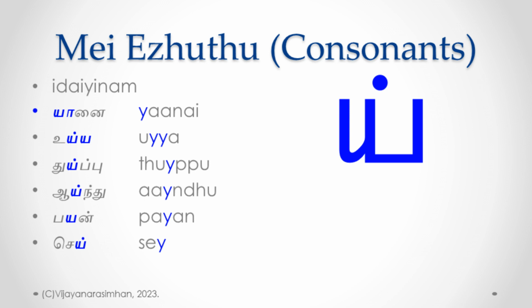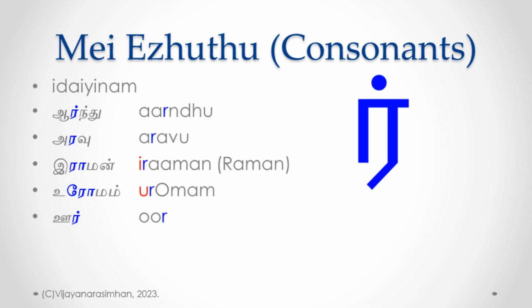And I like to think these are semi-vowels, so they sort of gel with the word. So aind, it's almost as if the letter is not there actually. In fact, in poetry, there are cases where we don't consider that letter being there. So anyway, let's concentrate here actually. So notice this. So yanai, uyya, tuipu, aind, payan, sei. So it can appear in the final position also. Arnd, so the 3 consonant cluster, arnd, aravu, Raman, Romam, Ur.